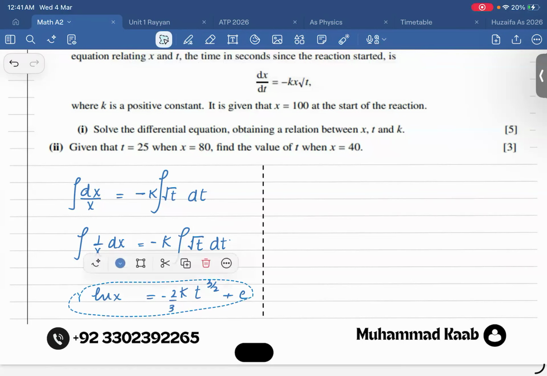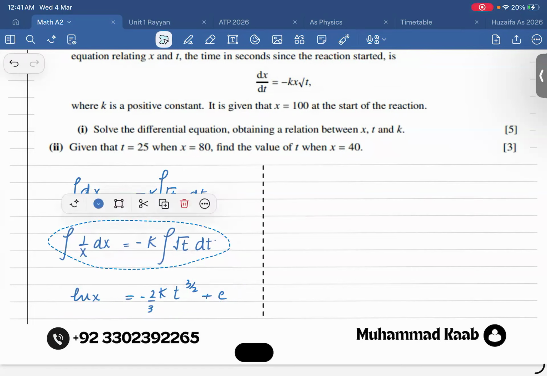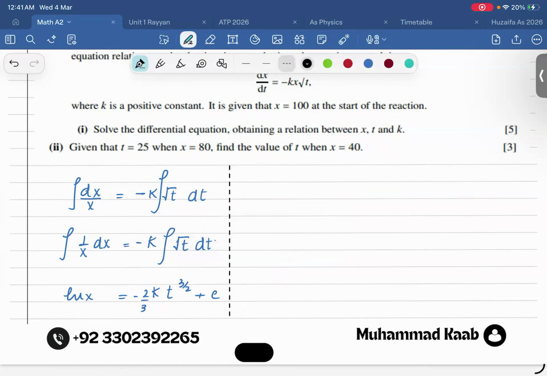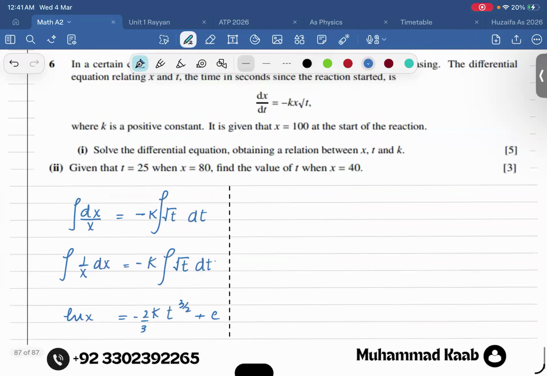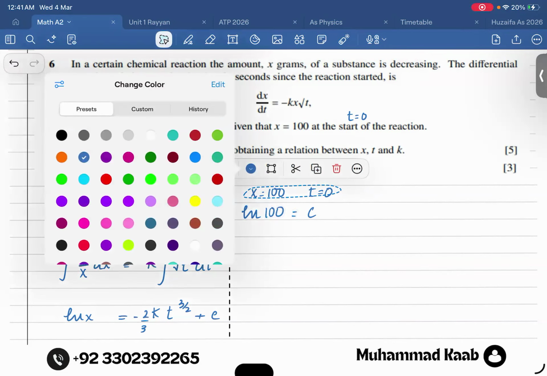So let's try to find out the value of c and k. Okay, so it is given that x at the start of the reaction, when t is 0, is 100, so I can put ln 100. When t is 0, I'll get c from this point, right? Clear? So when x is 100 and t is 0, and I put that into the equation, I end up getting this, right?